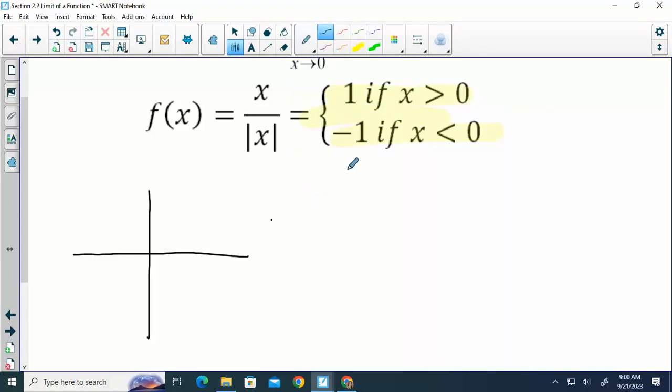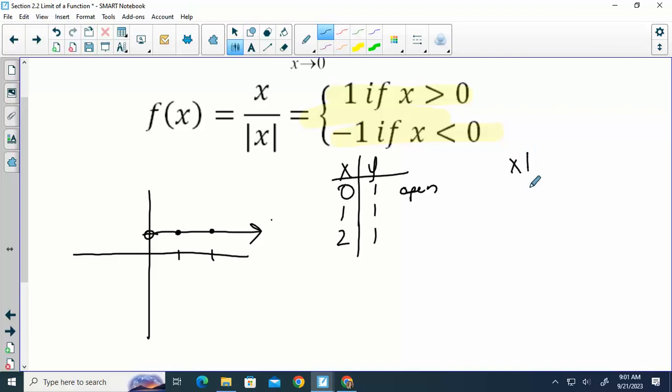1 if x is greater than 0. Okay, so you put in 0, it will be open. You have things larger than that. What am I getting out every time? So 0, 1 is open. 1, 1, 2, 1. So this looks like that. The other piece, we also have to start with 0, and it would also be open. And then we do things less than that. And what do I get out every time?